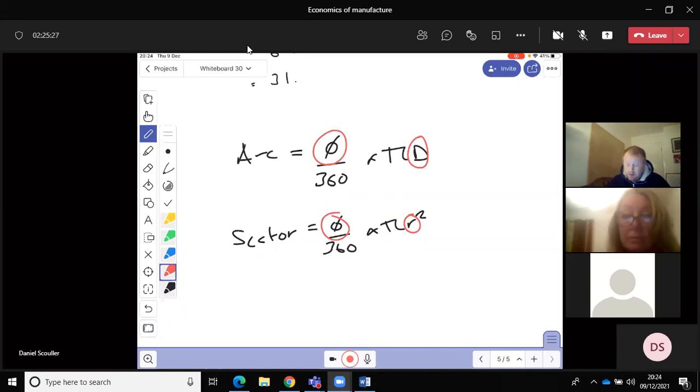How do we move this 360 over? Okay, how do we move pi over? How do we move either the radius or the angle over? Okay, and tidy up that square symbol. Okay, so make sure we're on top of that.